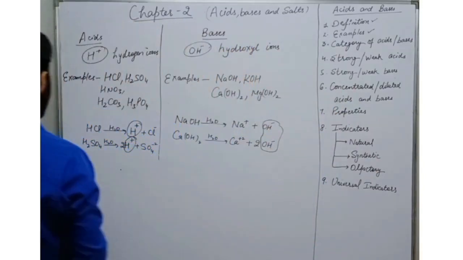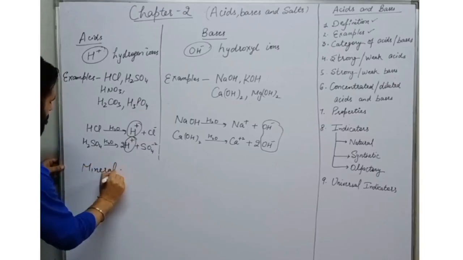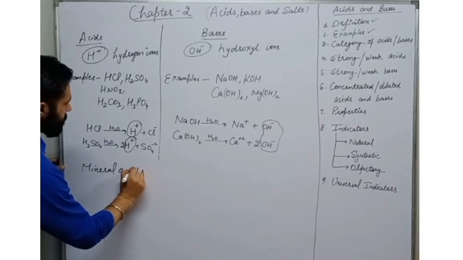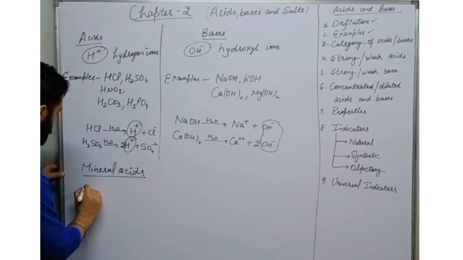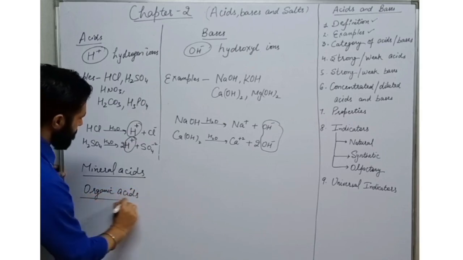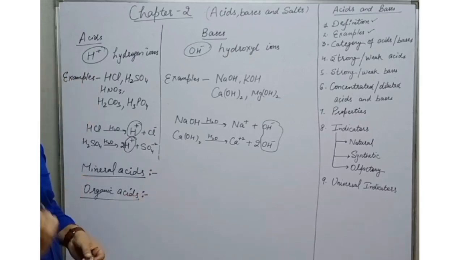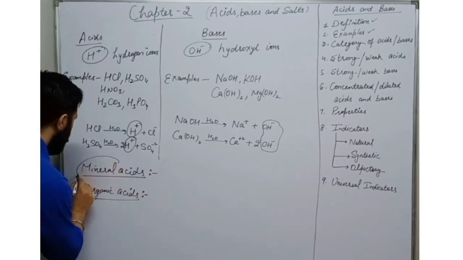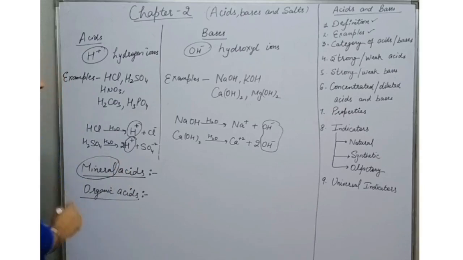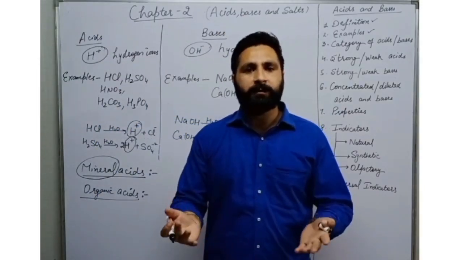Basically we are having two categories, like mineral acids, next is organic acids. Beta, what is a mineral acid? Mineral, everyone knows what is a mineral. Minerals are obtained from earth crust.